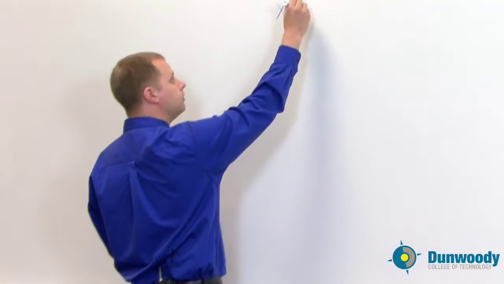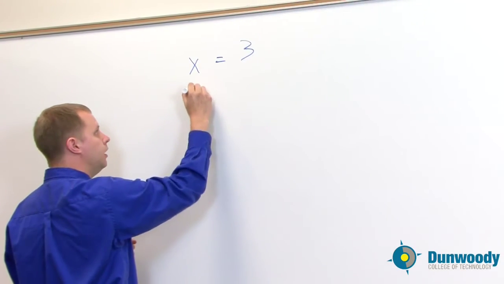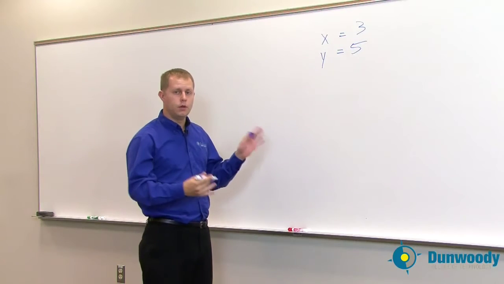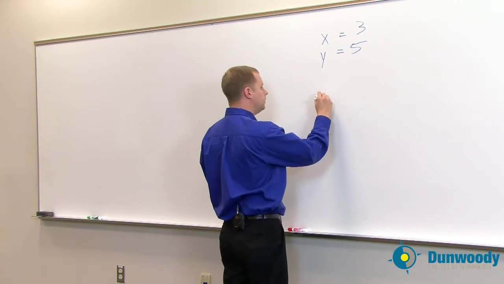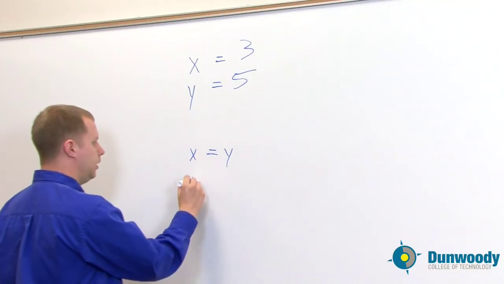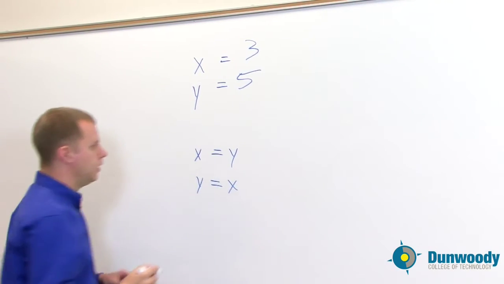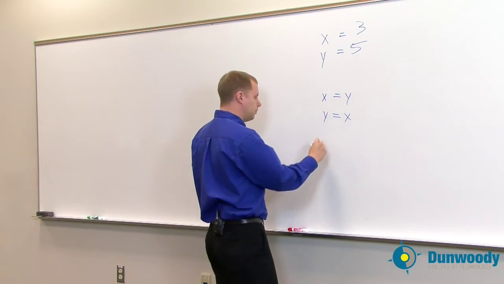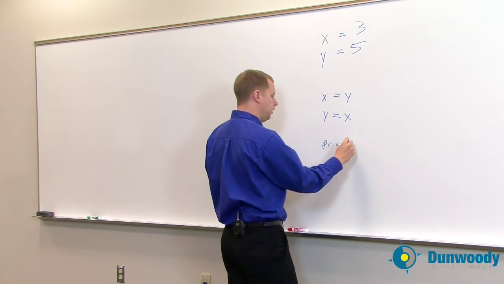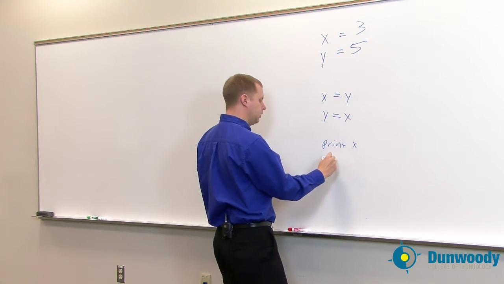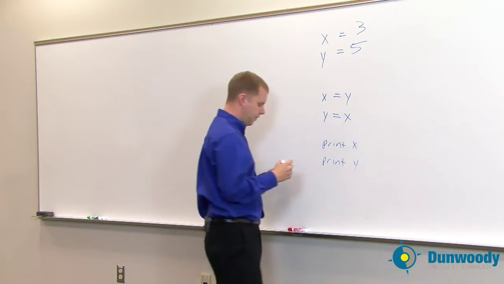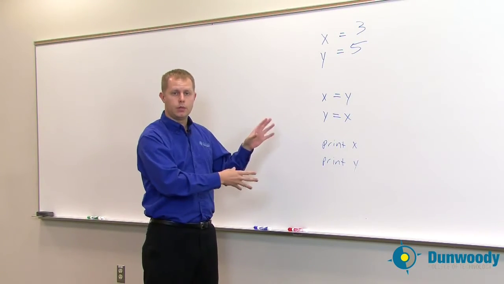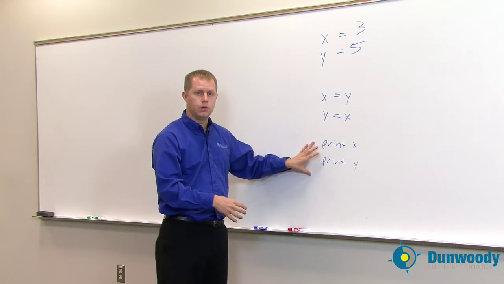So x equals 3 and y equals 5. We set those variables equal to those values. Then all we're going to do is swap them. So x equals y and y equals x. Very simple, very straightforward. All you're going to do is swap them around. And then, since it's pseudocode, I'm just going to say print x and print y. Now take a second, hit pause, and try to read through the code and work out what you think the output will be from this pseudocode.